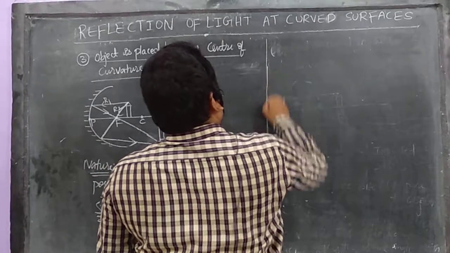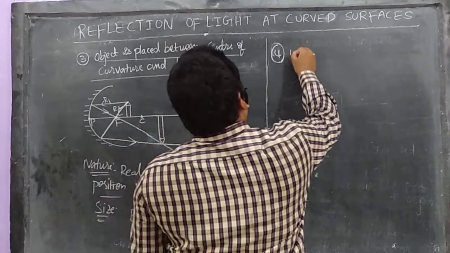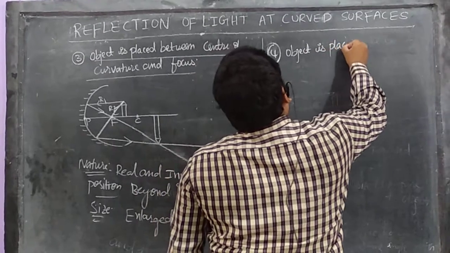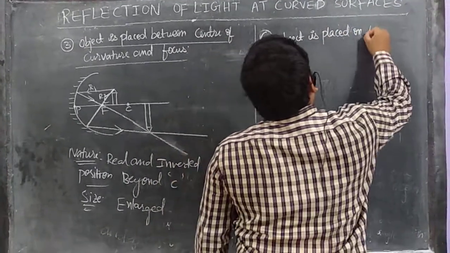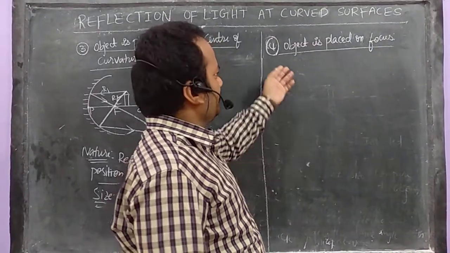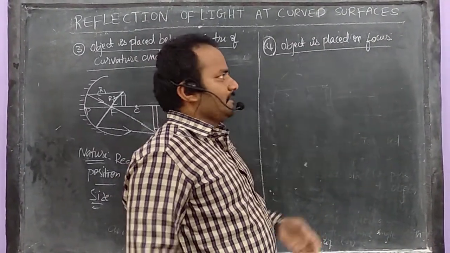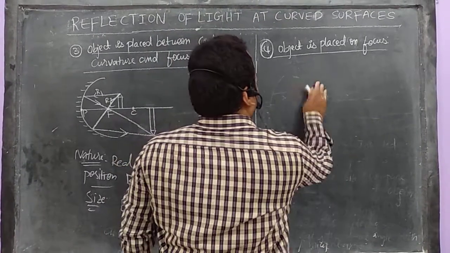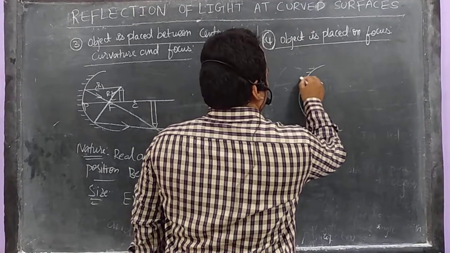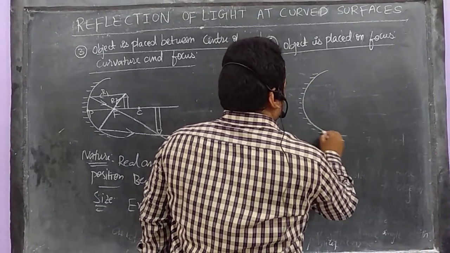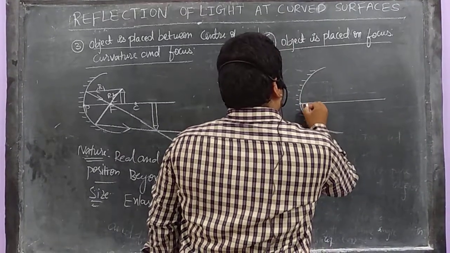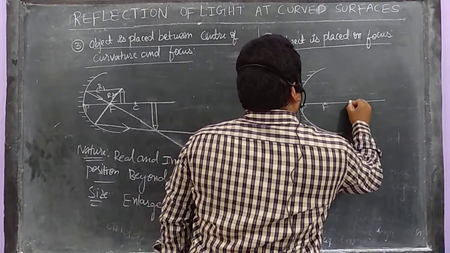Now, what is case 4? The object is placed on focus. Let us discuss the next case. The object is placed on focus. Let us draw the concave mirror. Draw the principal axis. Mention the terms pole, focus, center of curvature.